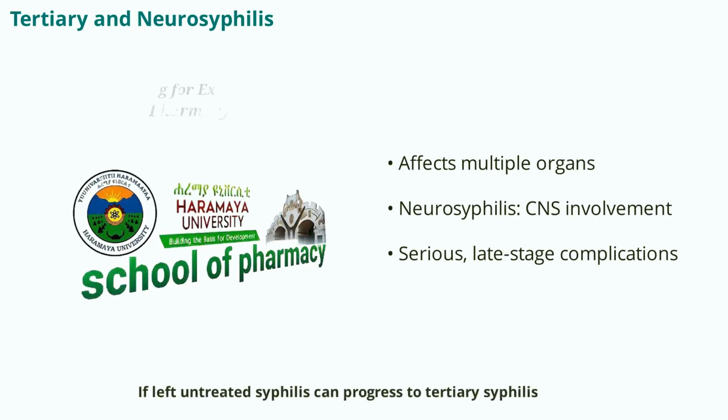If left untreated, syphilis can progress to tertiary syphilis, which involves inflammatory reactions in virtually any organ, including the heart, blood vessels, and nervous system. Neurosyphilis refers to infection of the central nervous system, which can cause a wide range of neurological symptoms. These late-stage complications are serious and potentially life-threatening, underscoring the importance of early detection and treatment.